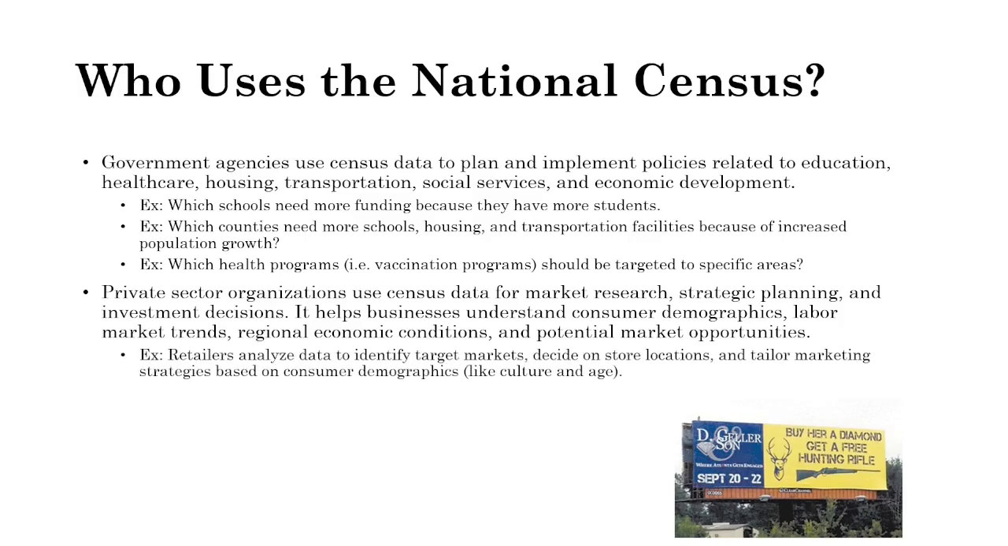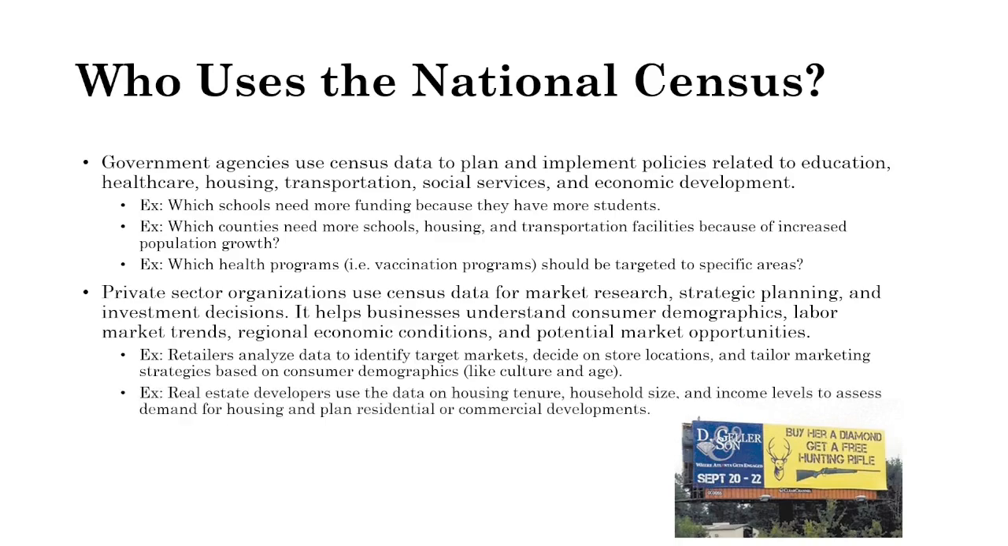So some other specific examples would be retailers could analyze census data to identify target markets, decide on where they want to put store locations. Because remember, the point of a business is to make money. So they're going to put their store locations in areas that'll make them money. They could tailor marketing strategies to specific consumer demographics like culture and age. A business in India is not going to do well if they have a lot of beef products. So they won't tailor their company with beef products in India.